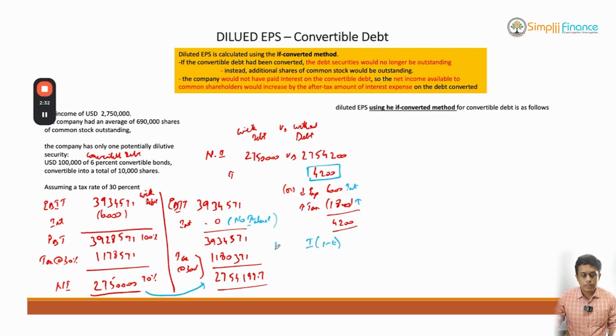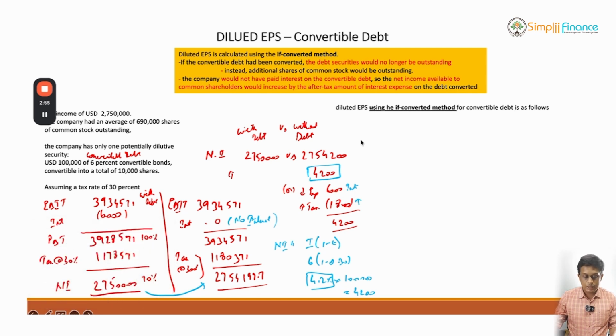So this is how the net income is getting affected by, that is, 6% into 1 minus 30%, that is 4.2%, on 100,000, that is 4,200.